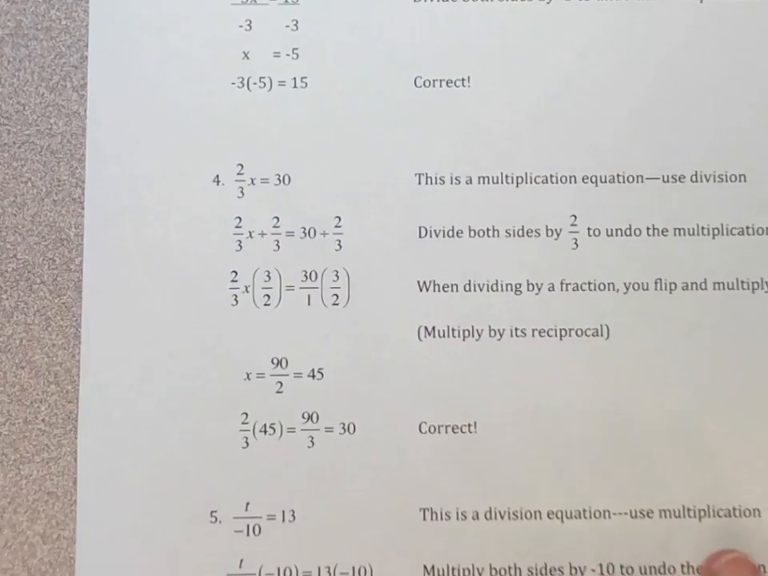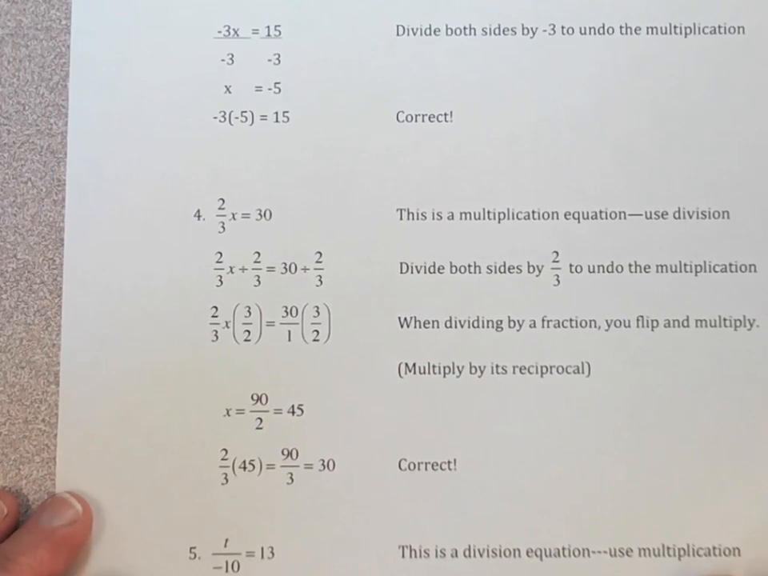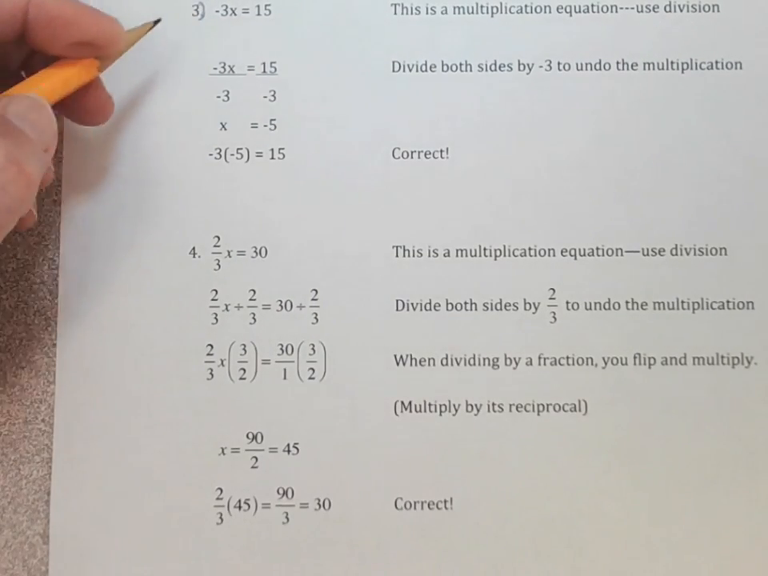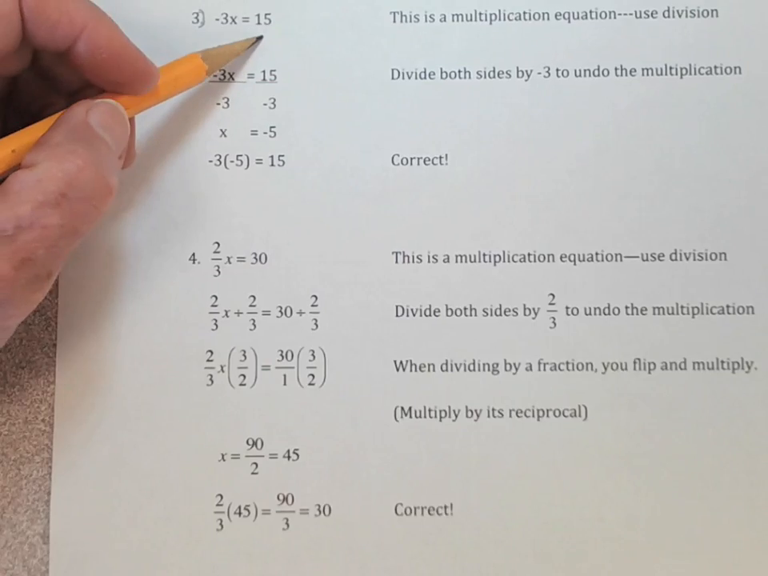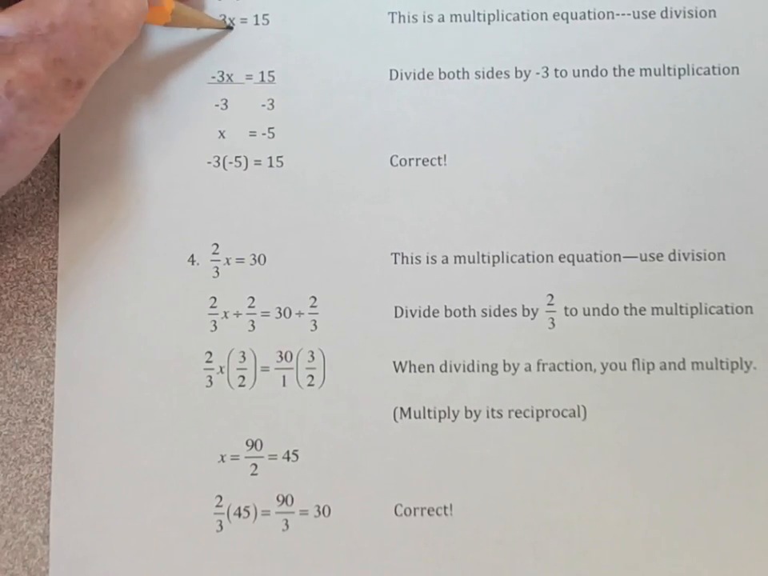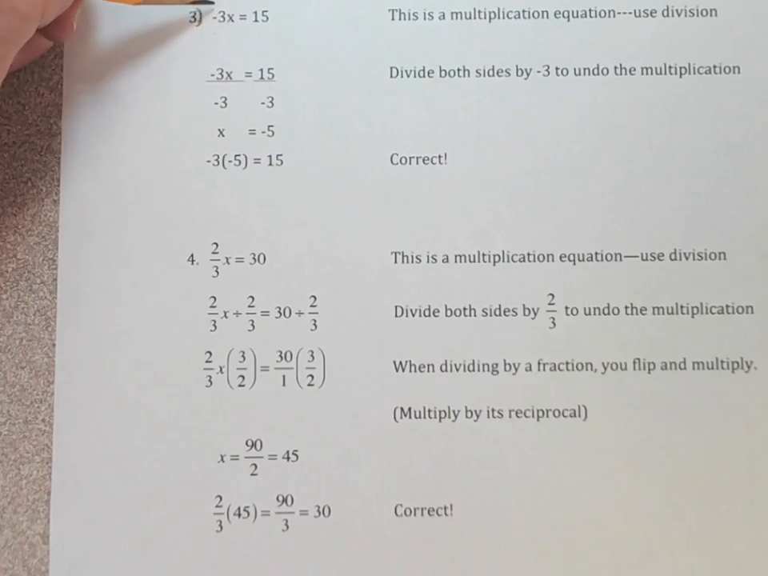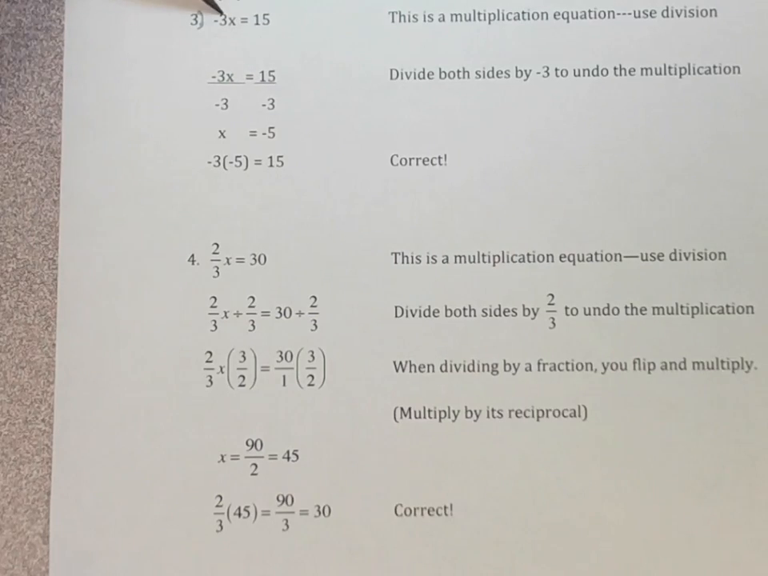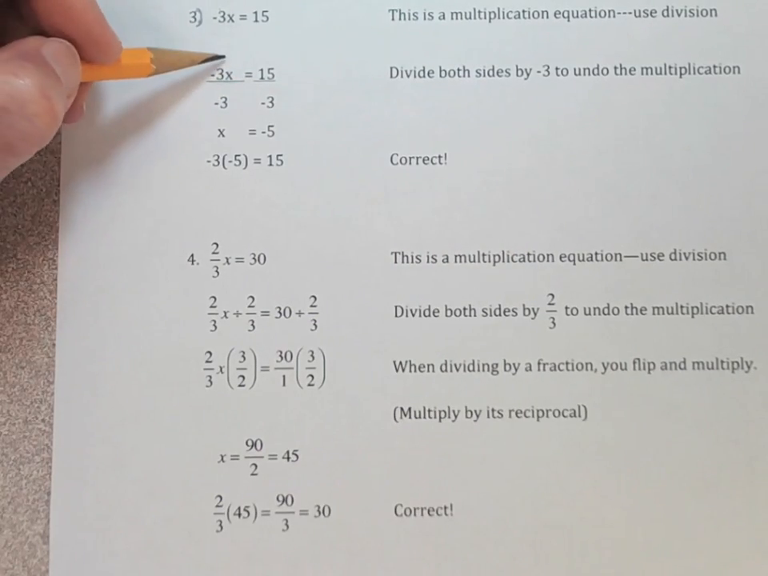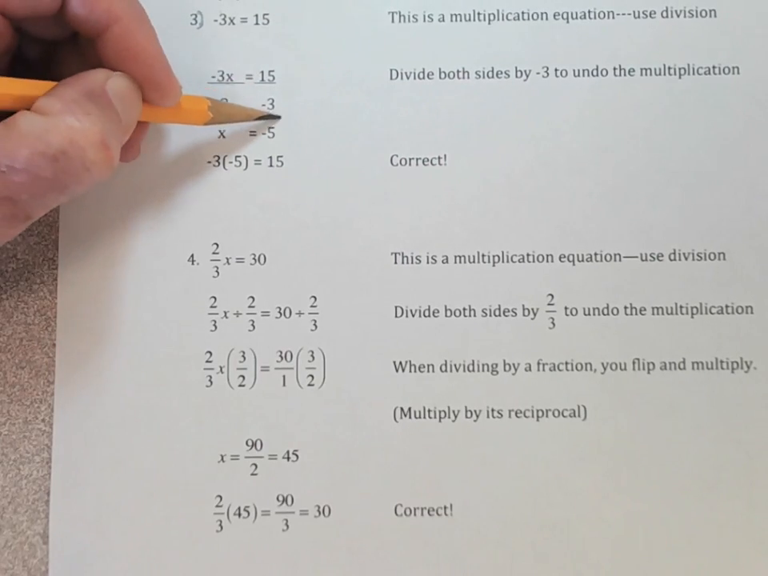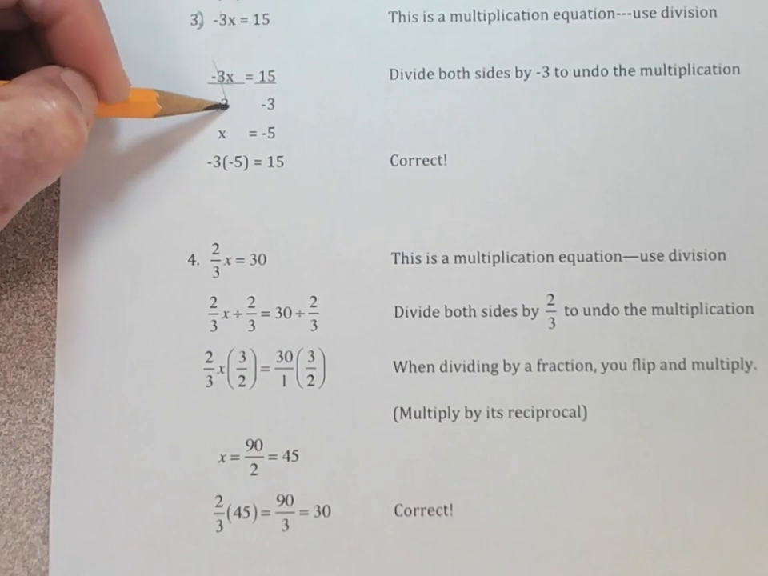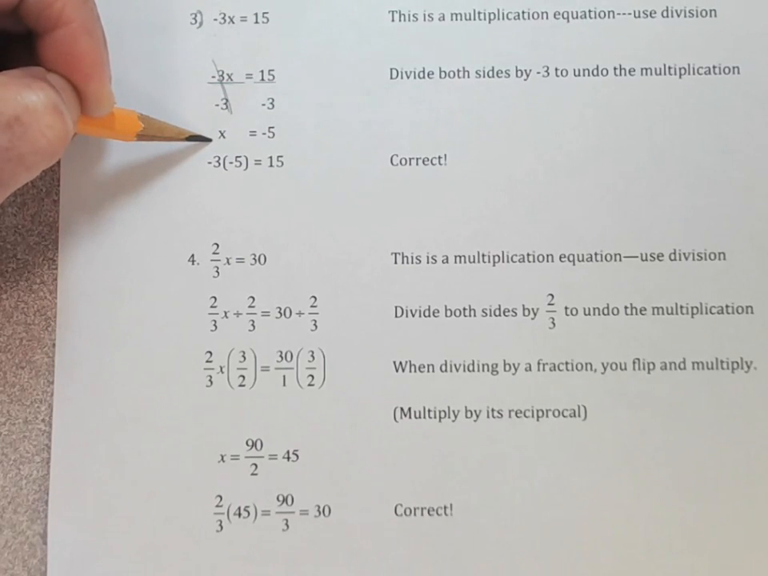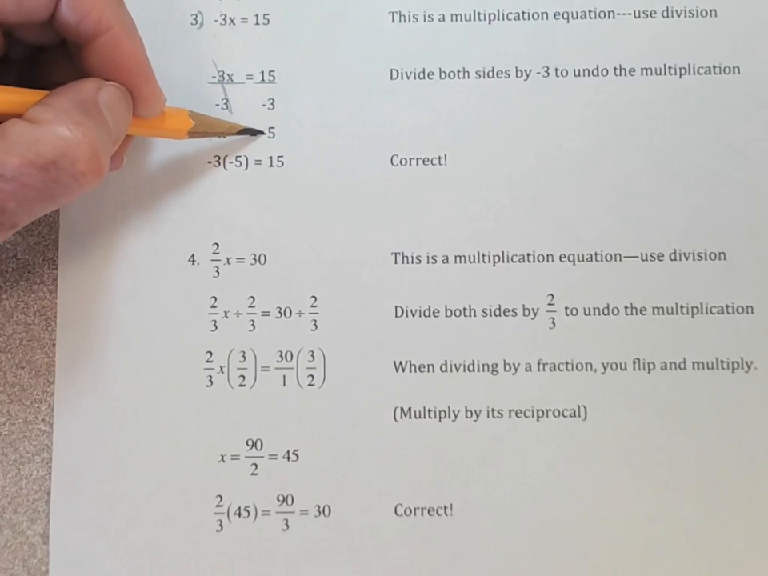Okay, next problem we're going to do here is number 3, negative 3x equals 15. A number next to a variable indicates multiplication, so this is negative 3 times x equals 15. The inverse of multiplication is division. This bar indicates division, so we're going to divide this side by negative 3 and this side by negative 3. Negative 3 divided by negative 3 is 1, so that leaves us with our x all by itself. 15 divided by negative 3 is negative 5.